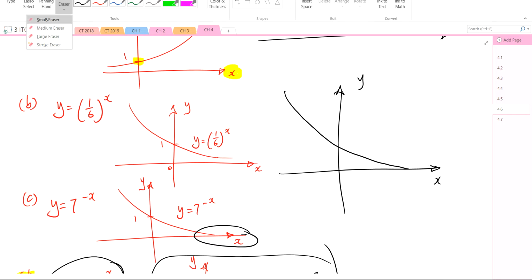So if you do something like this, take an eraser, erase the bottom bit, and edit accordingly. Okay, it goes nearer and nearer without touching. Alright?